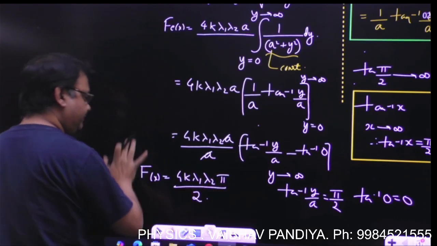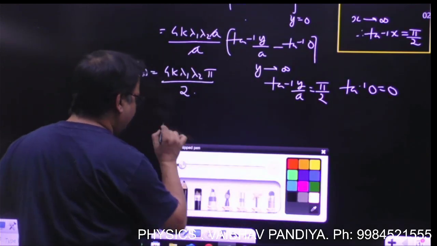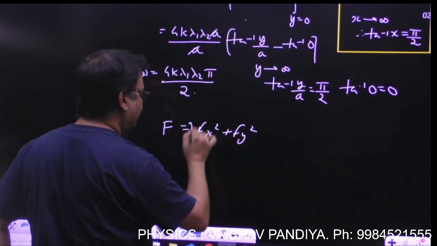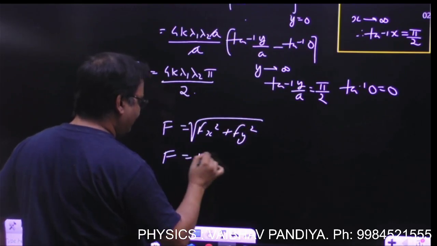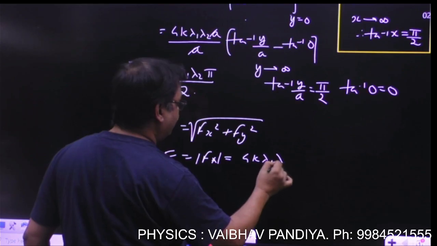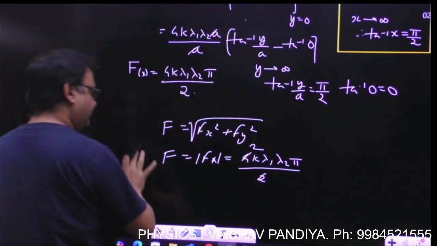This is the answer. Since Fy is 0, the net force would be root of Fx square plus Fy square, and Fy has no value, so it is simply Fx. So you'll get 4k lambda 1 lambda 2 pi by 2, that makes 2k lambda 1 lambda 2 pi. So this is your answer.